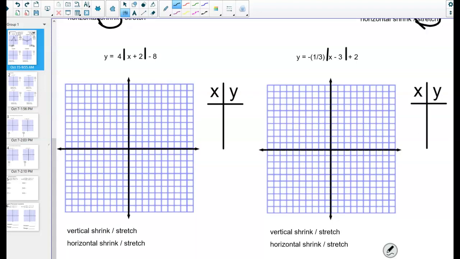My vertex is going to be -2, 8. I'm sorry, not -2, 8, but -2, -8. We keep that sign out here. We change the sign in here. -2 plus 2 creates that 0. Because there's a 4 outside, vertical stretch, horizontal shrink.